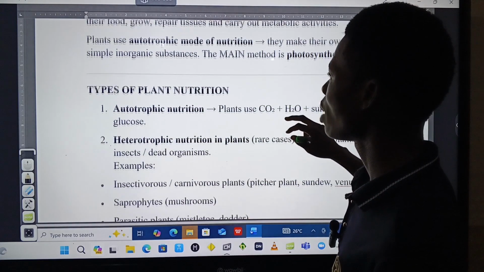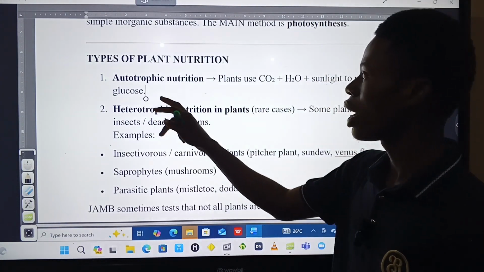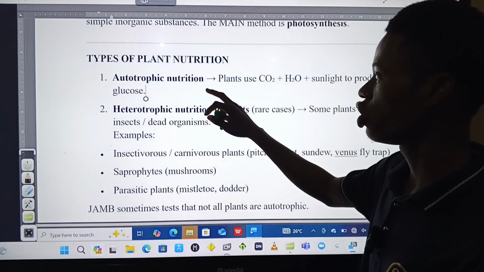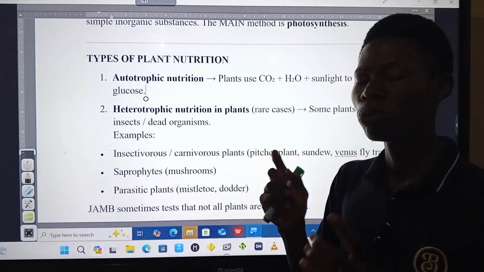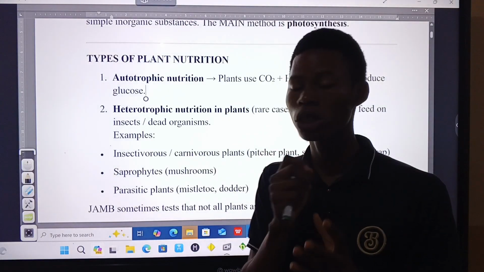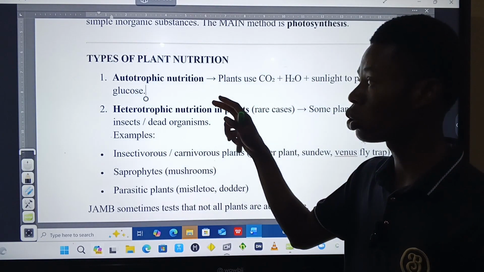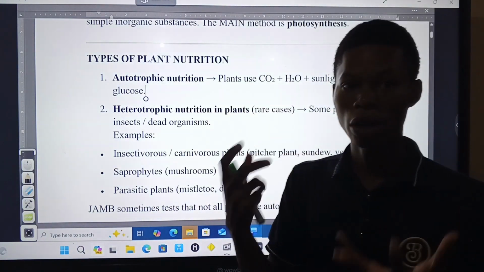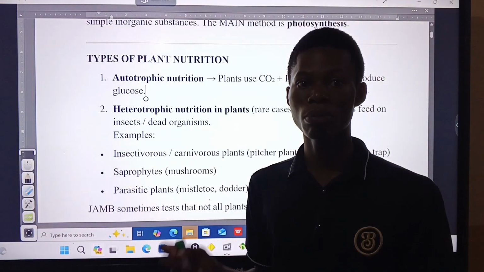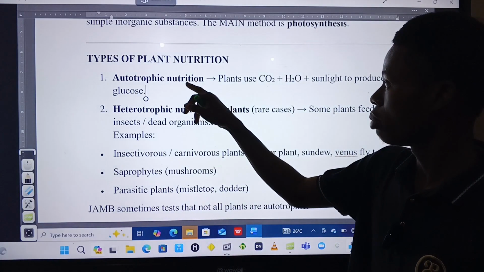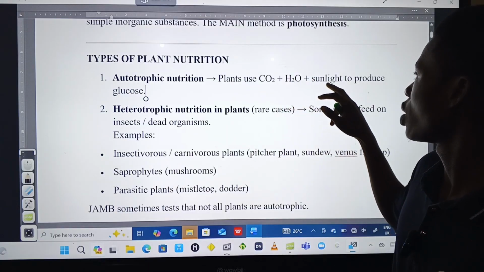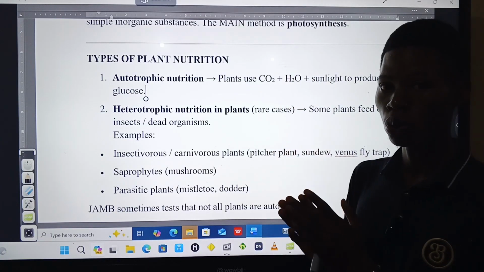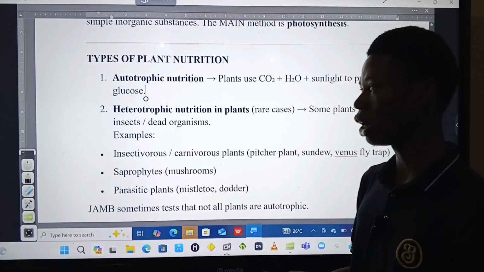Now let's look at the types of plant nutrition. We have autotrophic nutrition and heterotrophic nutrition in plants. But now you must note that the main type of nutrition in plants is autotrophic nutrition because autotrophs can manufacture their food. So most plants manufacture their food. So this is the major type of nutrition where plants use carbon dioxide, water, and sunlight to produce glucose. Glucose is the food now, the carbohydrates.